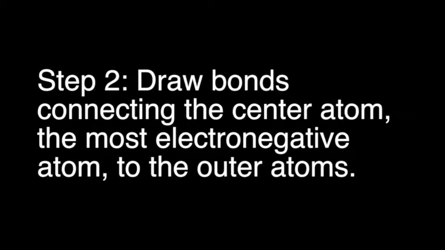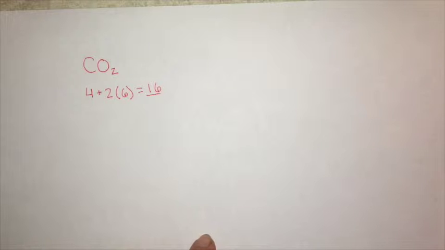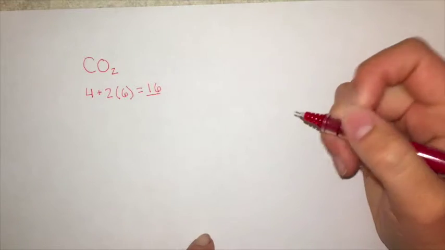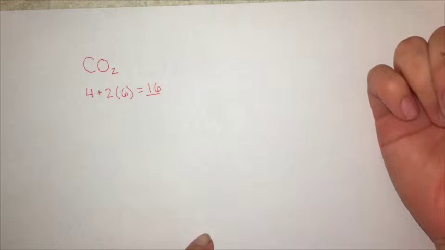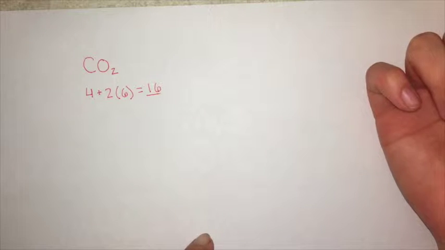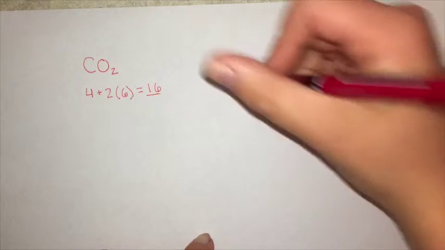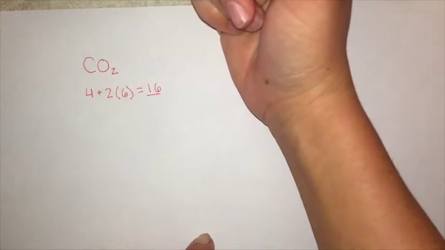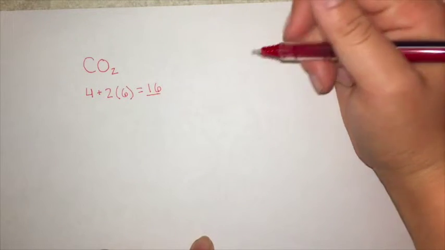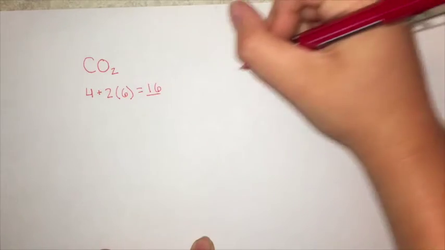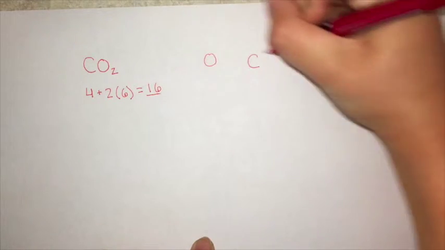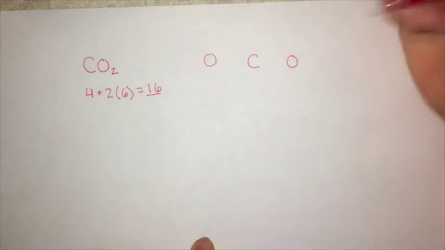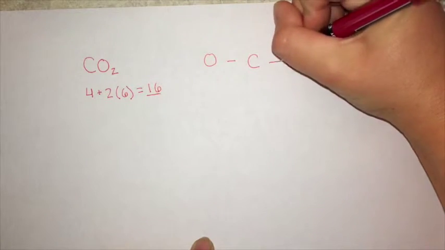Step 2. Draw bonds connecting the center atom, the most electronegative atom, to the outer atoms, which are less electronegative. So now that we know that, we can go on to the second step. So what we're going to do first is draw the bonds connecting the center atom, which is the most electronegative atom, to the outer atoms. So since there's only one C, it's also the most electronegative. That will go in the middle. So we have C, O, and O. And we're going to bond those together.